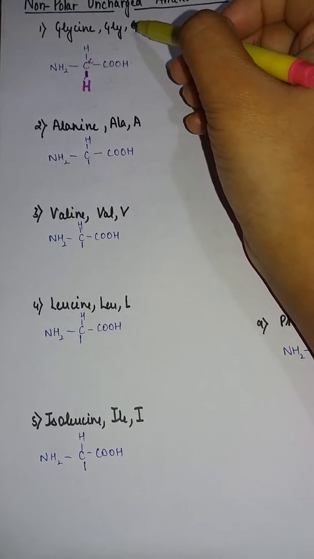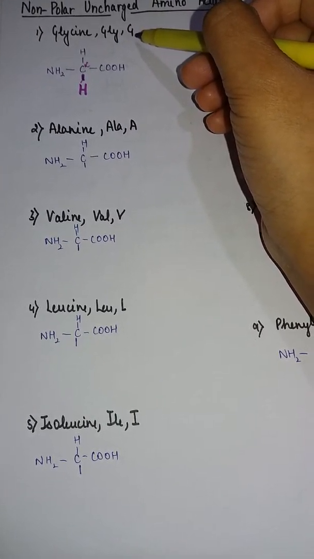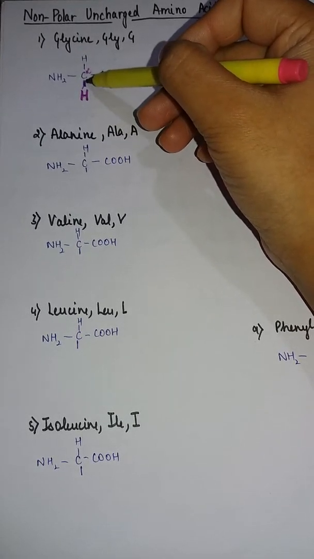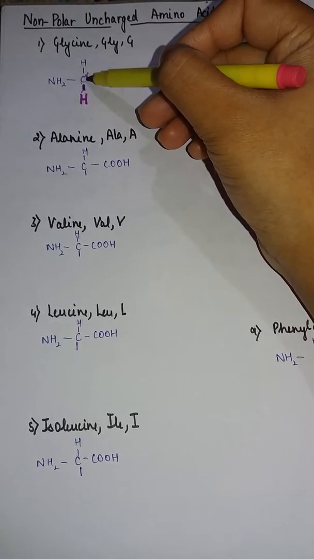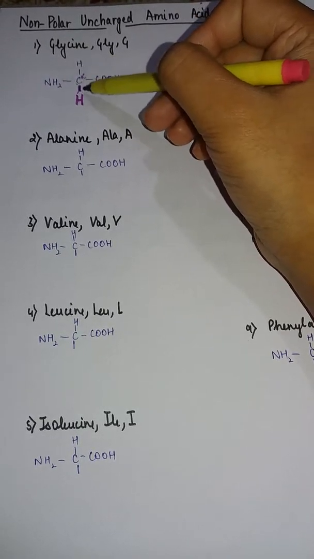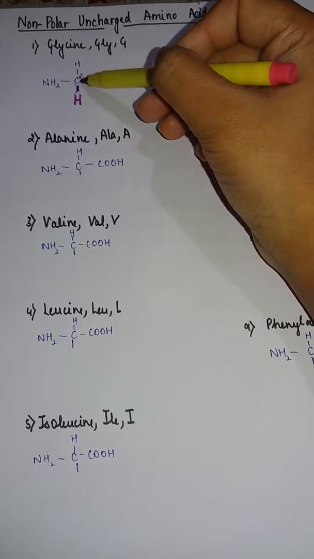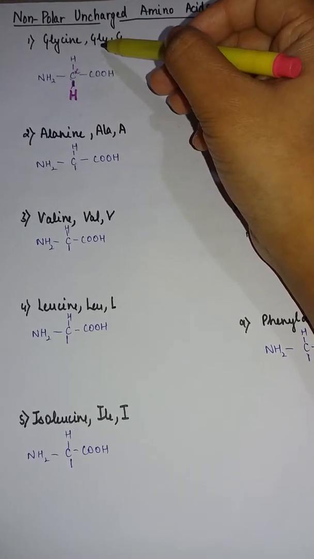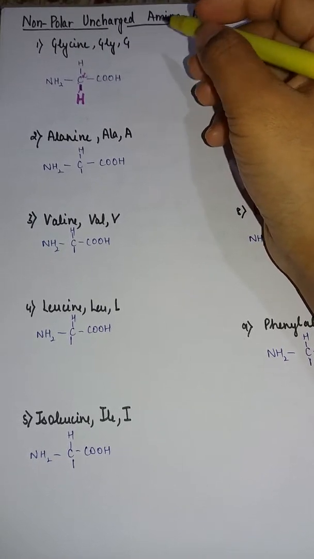As I've talked earlier, it is the simplest of all the amino acids because it only contains hydrogen, due to which its carbon is not a chiral carbon. You can say it contains two same groups, two hydrogens, so it can't be a chiral carbon, so it does not exist in isomeric form. We'll talk about it later.